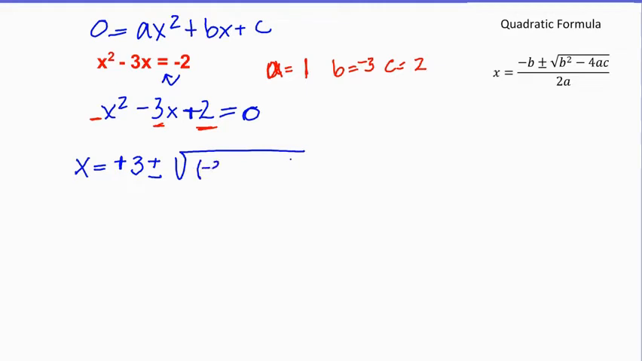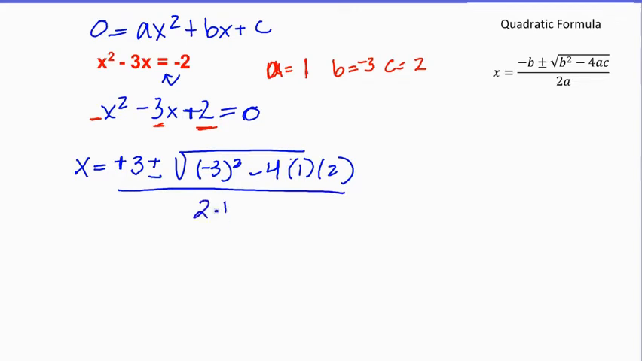Make sure that you put a parenthesis around this. You will get the wrong answer if you don't. Negative 3 squared, your calculator without a parenthesis will give you -9. With a parenthesis, it will give you +9, and that's the right answer. Minus 4, A is 1, C is 2, then all over, even this first part, 2 times 1.